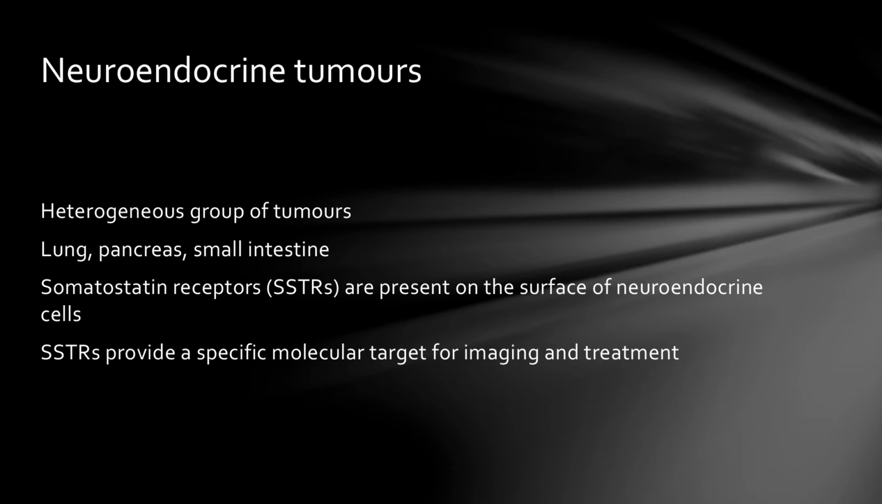So while they're a very variable group of tumours, what they do have in common are several biological properties, including the presence of something called a somatostatin receptor on the cell surface in the majority of these tumours. Somatostatin is a hormone which binds onto these receptors, kind of like a lock and a key, and somatostatin regulates processes of the cell, such as cell proliferation or growth and hormone secretion. And it provides a specific molecular target which we can use for both imaging and treatment.